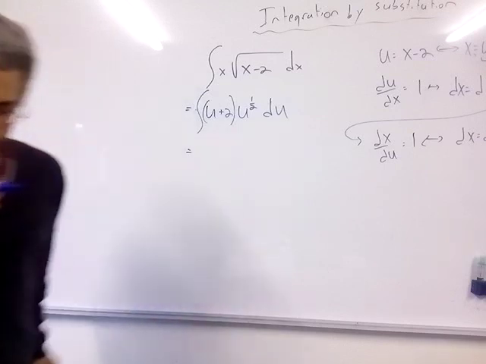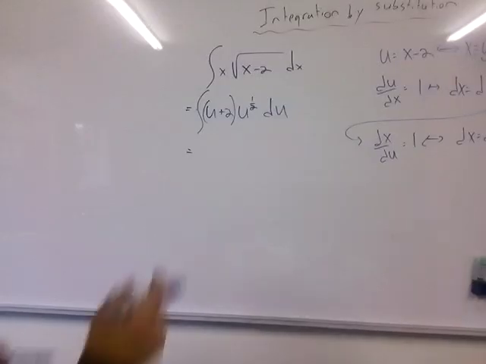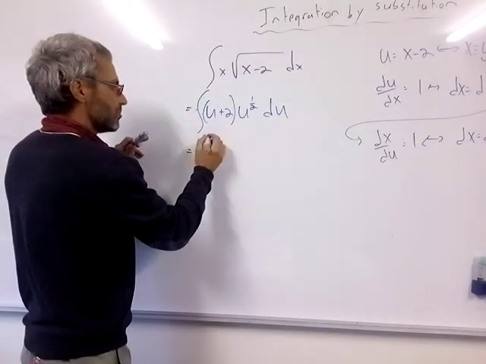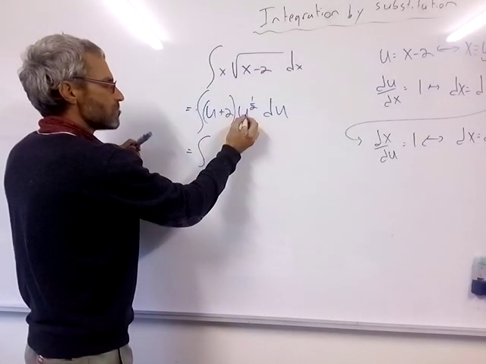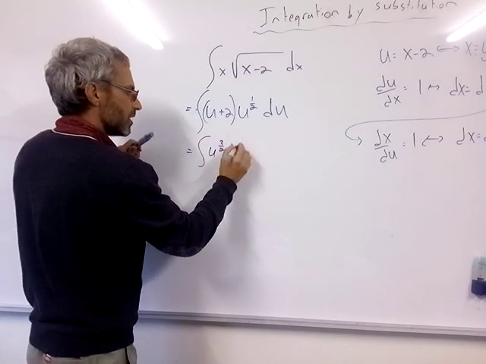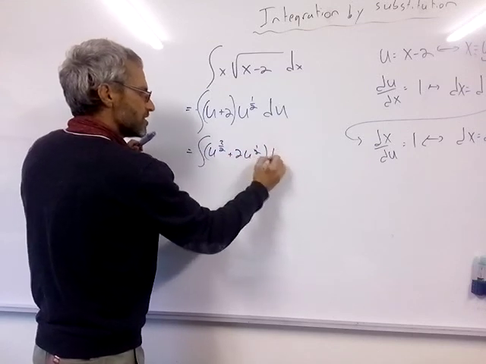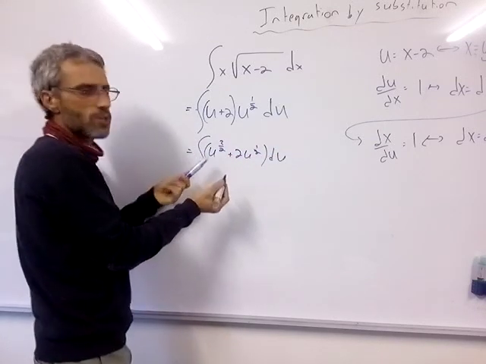I'll just pause, let you think a little bit about that. Okay, well done, Olivia. So you realize we just need to multiply them, okay? So u times u power half is u^(3/2). And then I will add 2u^(1/2), all that du. And now it's just an integral of the sum.